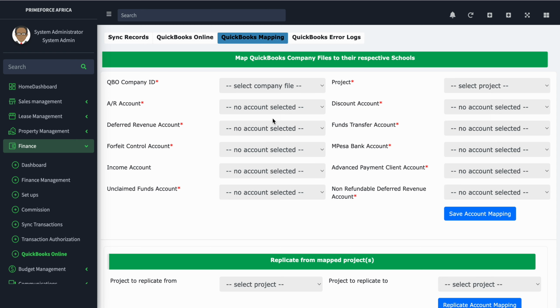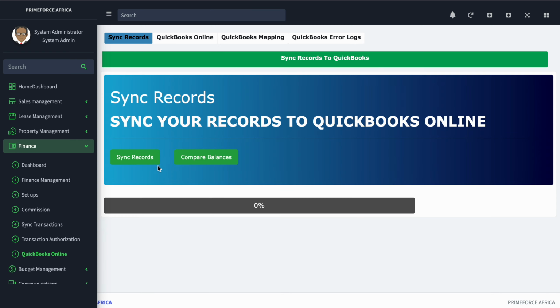Once this mapping has been done, all you'll do is sync the records, and the system will automatically flow those transactions from the CRM into QuickBooks Online.